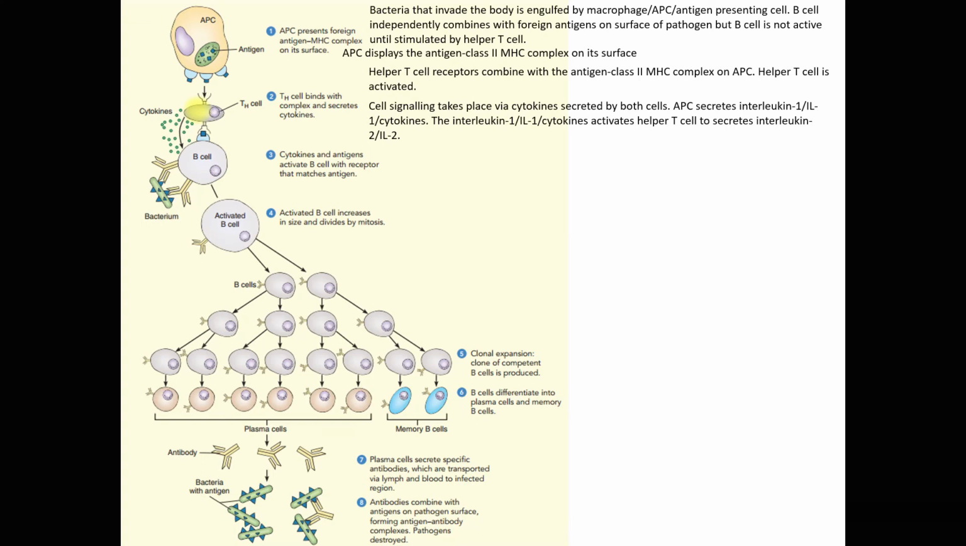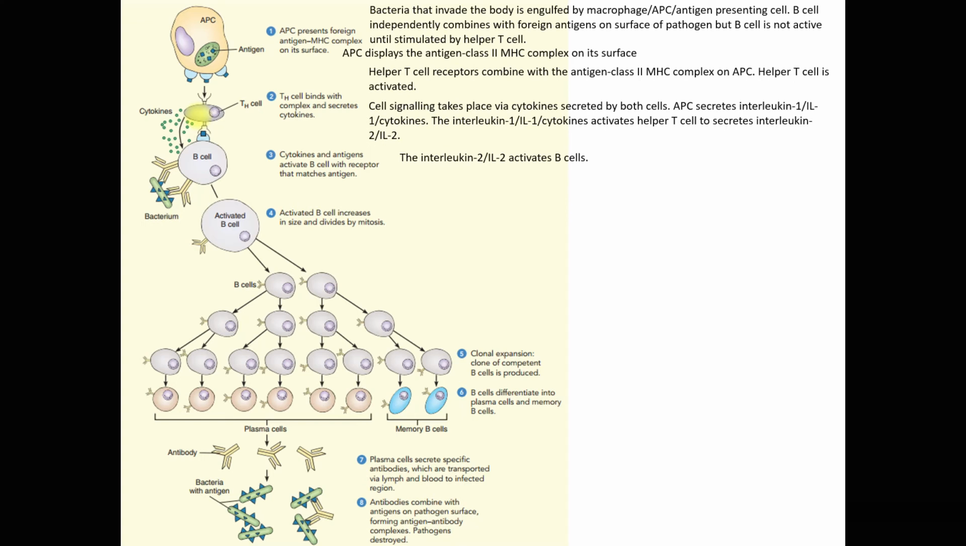To be more specific, this APC will secrete interleukin 1. Okay, interleukin 1 to the helper T cell, and then this helper T cell will secrete interleukin 2.